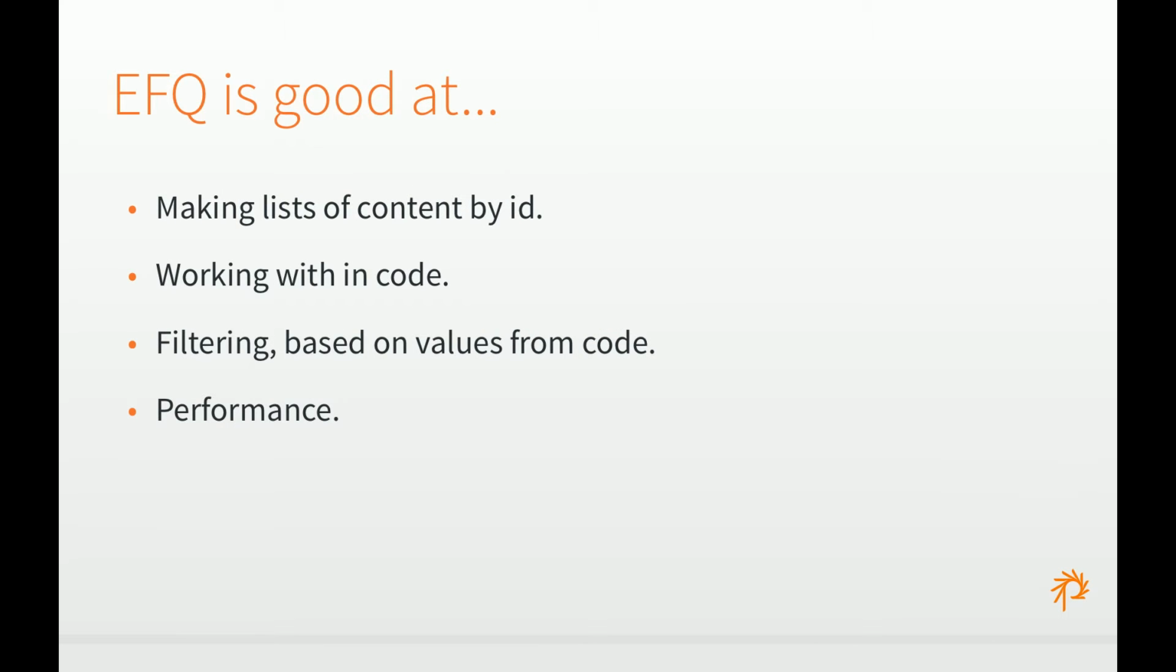EFQ is really good at making lists of content and returning you the IDs, and only the IDs. It is great for working within code. It is great for filtering based on values from code. It is really pretty performant. It's pretty fast, comparatively speaking to views. Largely because it's not spending all that time generating crazy queries, loading all the nodes and assembling the HTML.